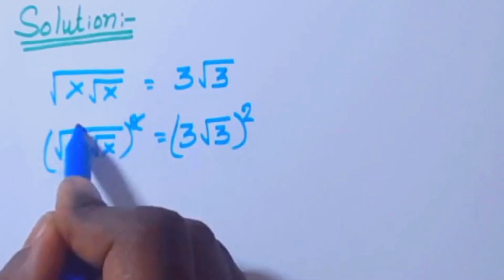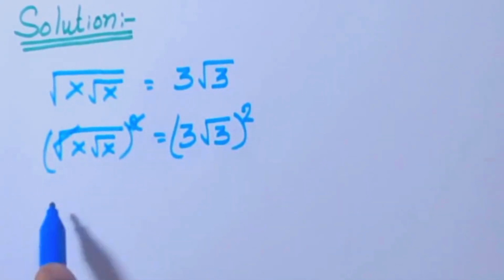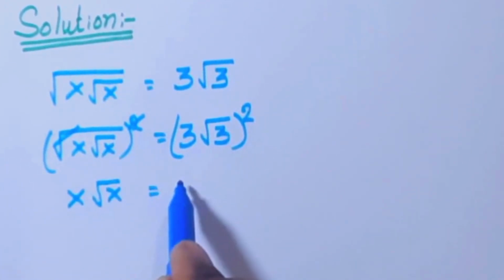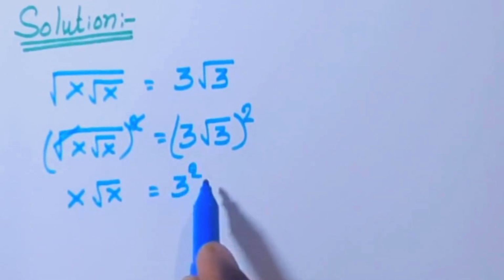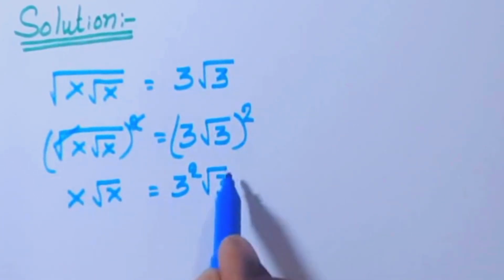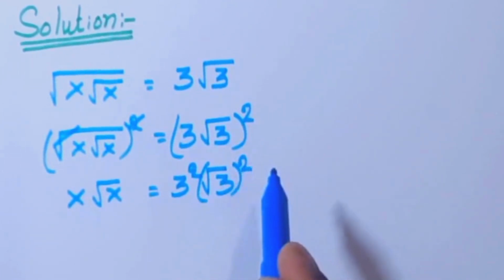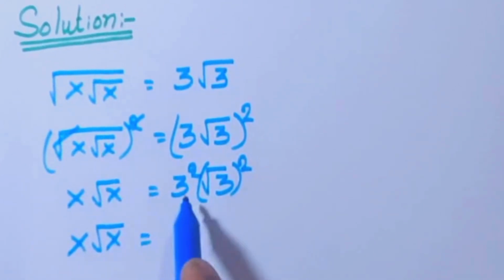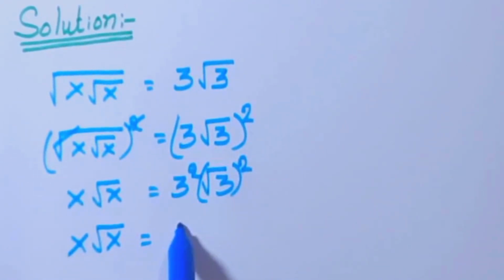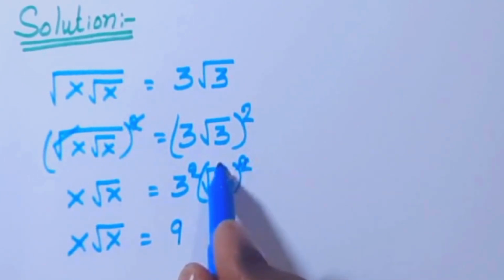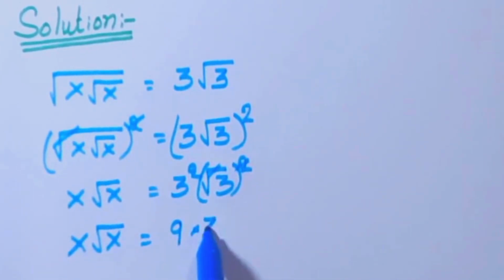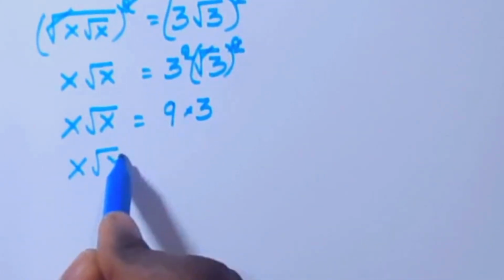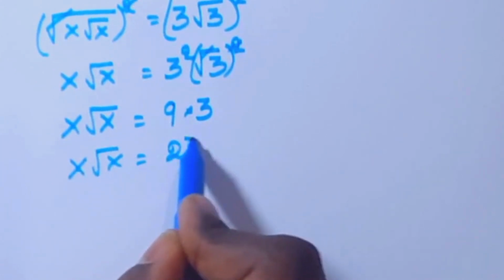This square and square root cancel each other. Here x√x equals (3√3)². Now x equals 3 squared is 9. Now this cancels this, so 3. x√x equals 27.